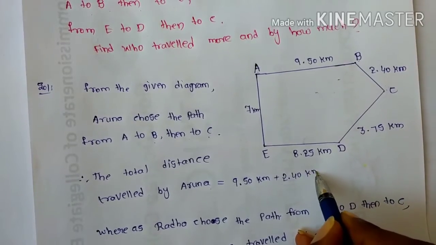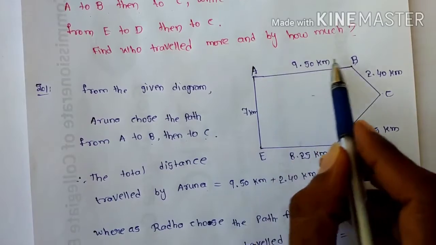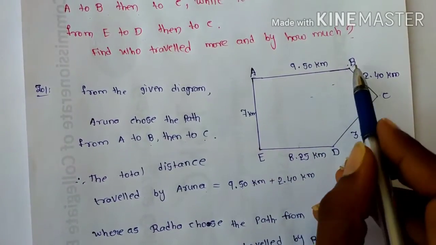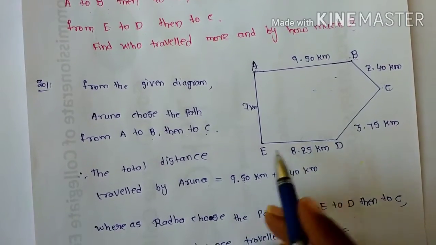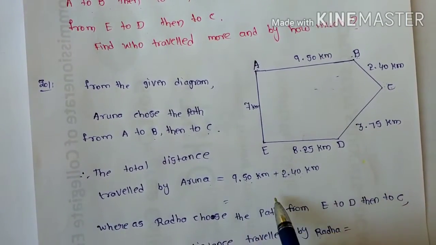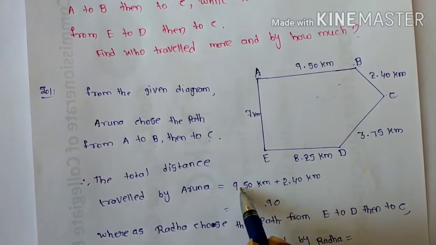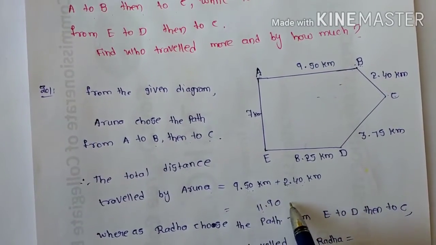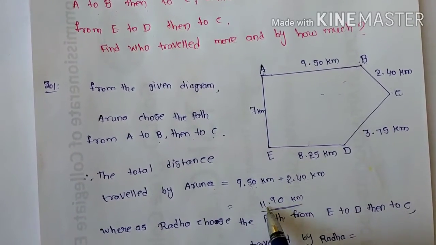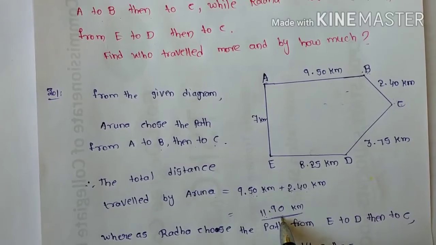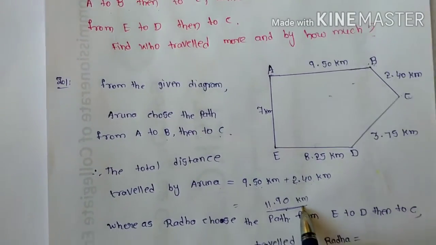2.40 kilometers. It is already given in the question. Aruna starts from A to B, that means 9.50, then B to C, 2.40. Just add both. 0 plus 0, 0 only. 4 plus 5, 9 only. 2 plus 9, 11 only. That means 11.90 kilometers. Aruna traveled 11.90 kilometers.